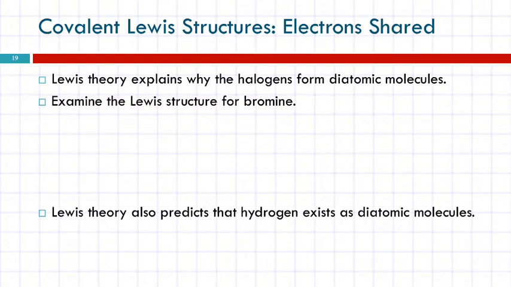So Lewis theory explains why halogens form diatomic molecules. So we learned about the 7 diatomic elements: hydrogen, nitrogen, oxygen, fluorine, chlorine, bromine, and iodine. Why do they form diatomic molecules? Well, let's look at bromine. So if we have 2 bromine atoms, how many valence electrons do bromine atoms have? 7, because they're in group 7.